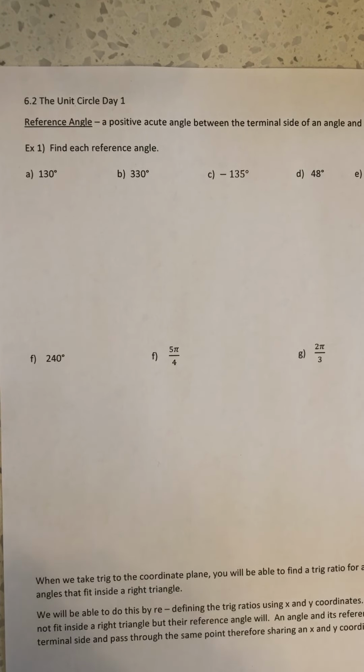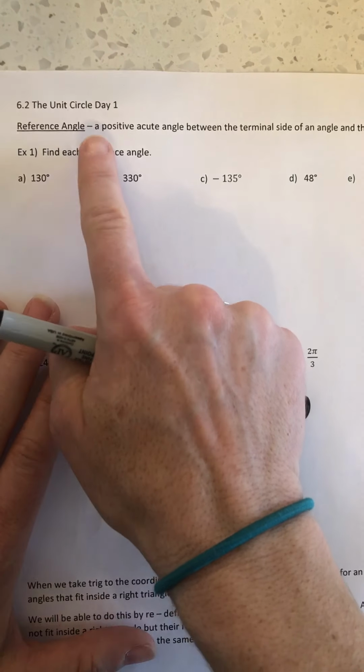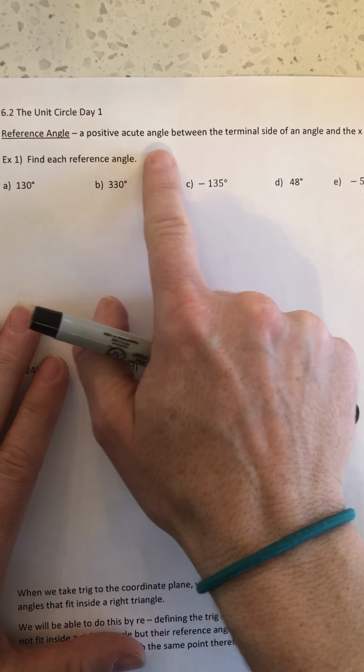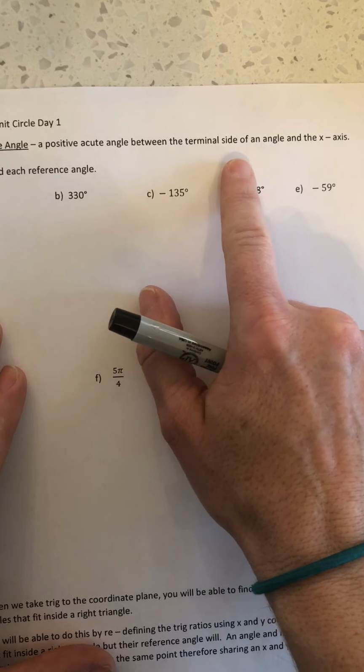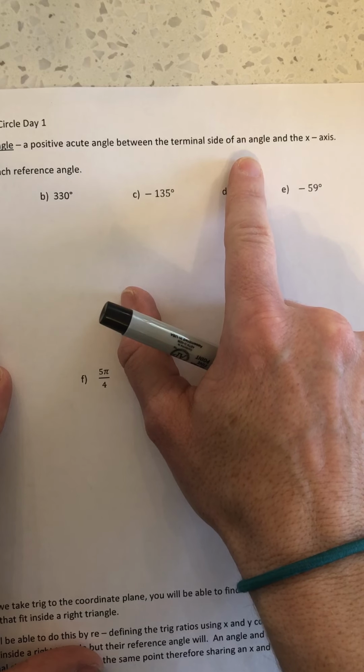I said that in order to redefine the trigonometric functions so that they apply to an angle of any size, we are going to use x coordinates, y coordinates, a circle's radius, and then we're also going to use something called a reference angle. So I want to go over with you what a reference angle is. By definition, a reference angle is a positive acute angle between the terminal side of an angle and the x-axis.